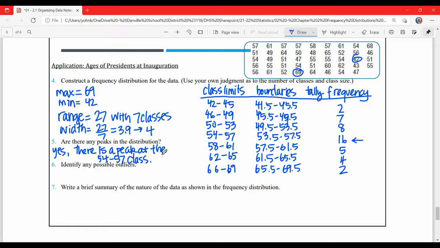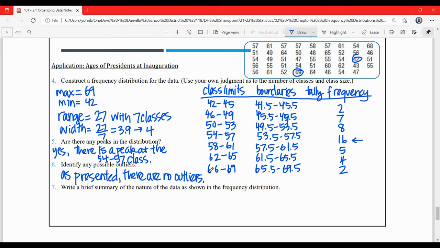Identify any possible outliers. It doesn't look like there's a couple of 0 classes and then a 1. There doesn't appear to be anything by itself far away. So we can say, as presented, there are no outliers, because there certainly could be outliers depending on how you chose to do your frequency distribution. If you had chosen 9 classes, you might have seen an outlier, versus someone who did 5 classes might not see it.